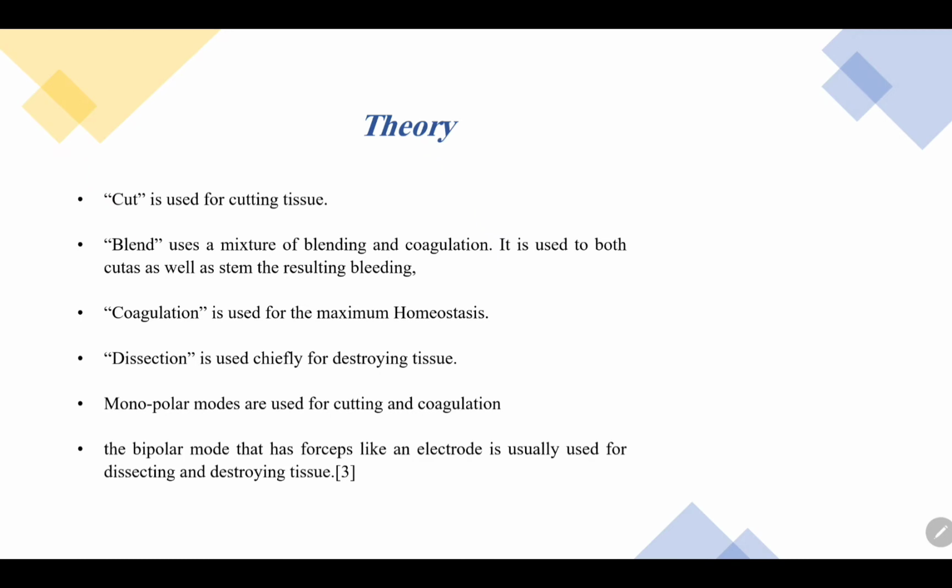and blend uses a mixture of cutting and coagulation. It is used to both cut as well as stop the resulting bleeding. And third, coagulation is used for maximum hemostasis. And the fourth, dissection, is used chiefly for destroying tissue. And monopolar mode is used for cutting and coagulation. And the bipolar mode, which has a forceps-like electrode, is usually used for dissecting and destroying tissue.